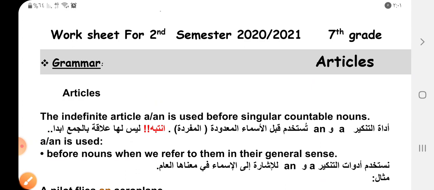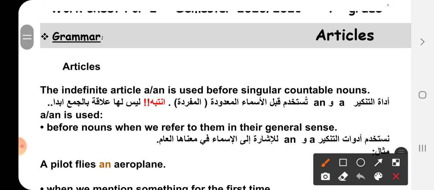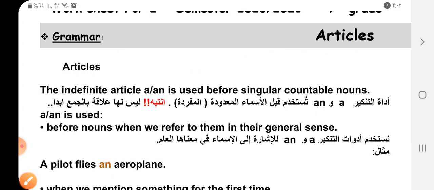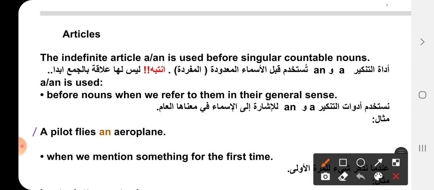When we use an, we use it before a word that starts with a vowel. All of you know what we mean by vowel? Do you remember the vowels? O, U, I, A, and E, right? Okay, we use an here. Now look at this example: the pilot flies an aeroplane.